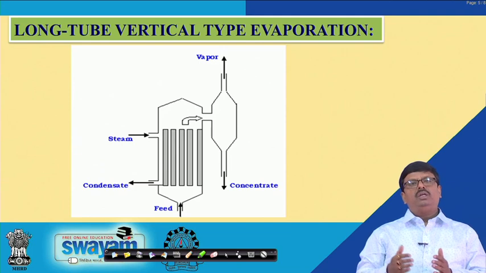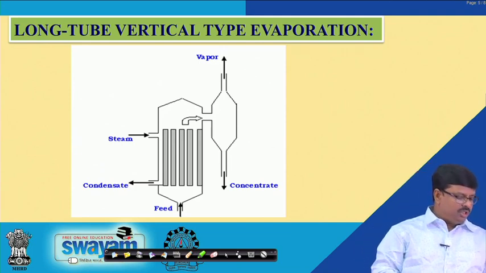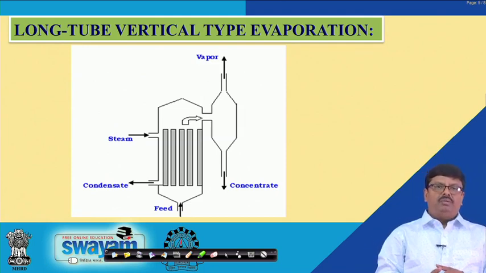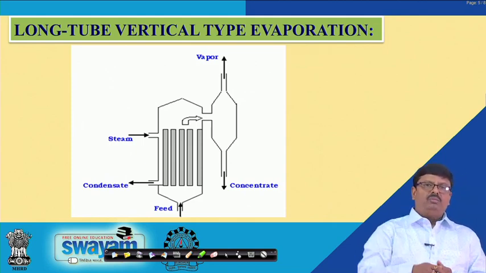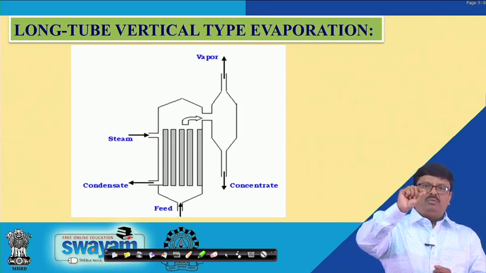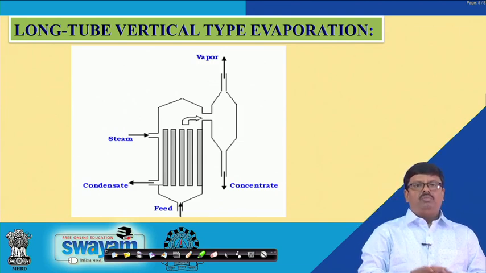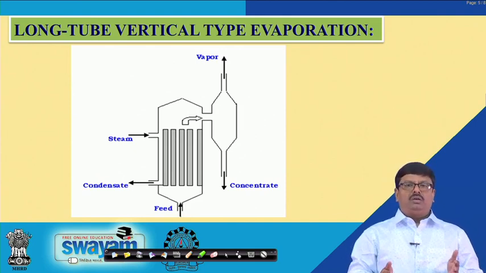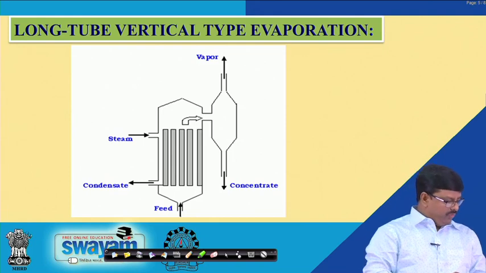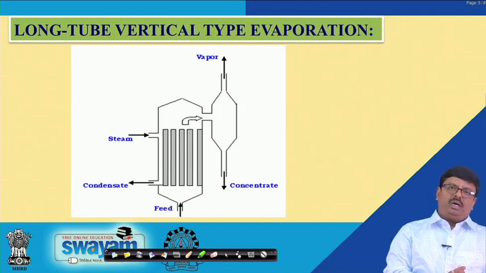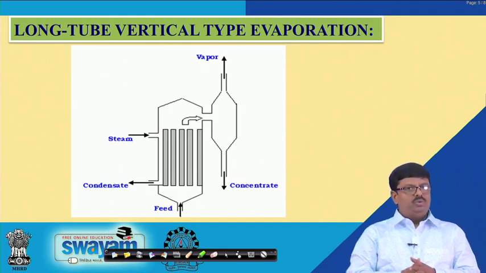This is the cheapest per unit of capacity, and this long tube vertical evaporator consists of a one pass shell and tube heat exchanger, where the feed is introduced at the bottom and the steam is supplied to the evaporation chamber from the upper section, and we get the condensate. The superheated vapor is released from the top and the concentrated or thick liquor is obtained from the bottom. This is the way it works, and the liquid flows through the long tube, and the tube length generally varies from 20 to 65 feet.